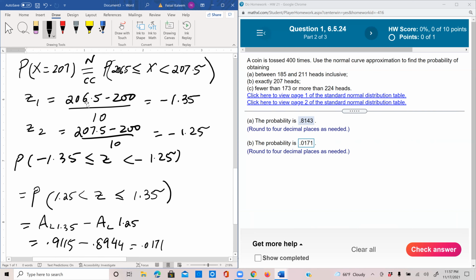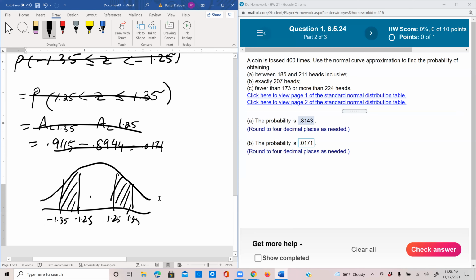Oh, I was just doing this subtraction so incorrectly. So this is 6.5 over 10. That's 0.65. I don't know what I was thinking. I was subtracting from 220 instead of 200. And this is 7.5 over 10, so that's 0.75. So basically, it's the area where Z is between 0.65 and 0.75.